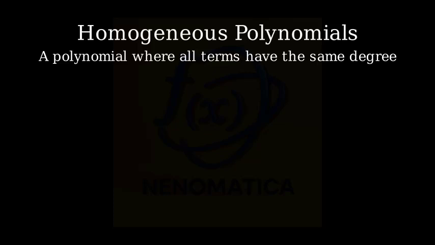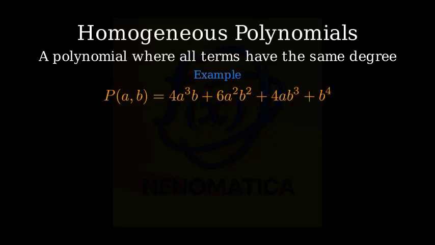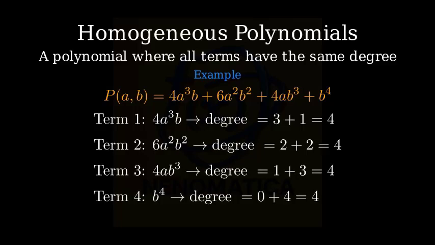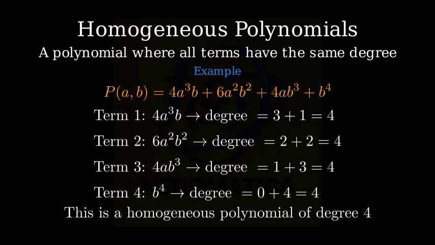Let's look at our first example. Consider this polynomial p of a, b equals 4a cubed b plus 6a squared b squared plus 4ab cubed plus b to the fourth power. To verify if this is homogeneous, let's check the degree of each term. As we can see, each term has the same total degree of 4. The sum of the exponents in each term equals 4, so this is indeed a homogeneous polynomial of degree 4.